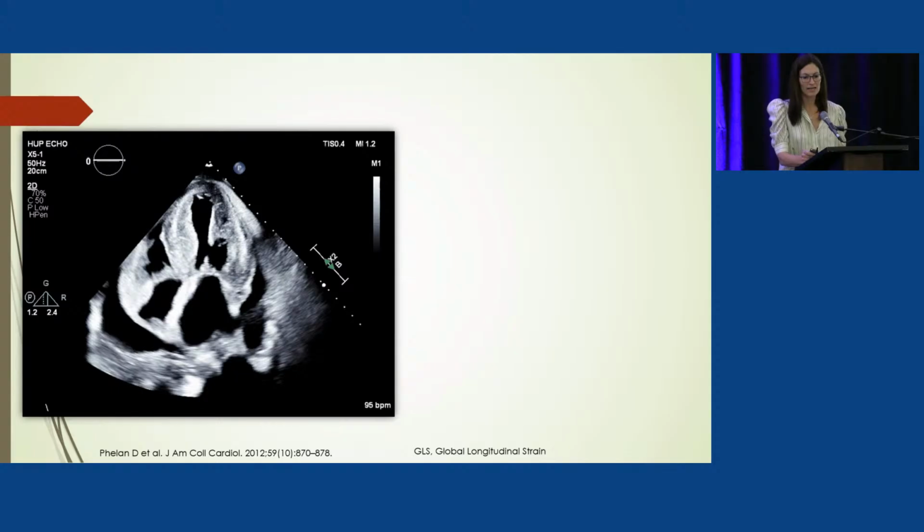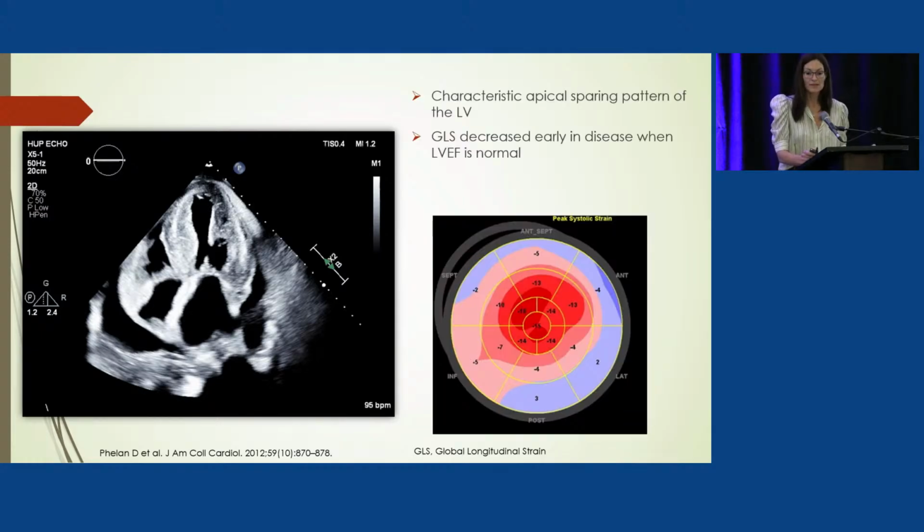This is a very characteristic echo of a patient with amyloid. Here again, you see biventricular wall thickening, a very large left atrium. It's almost as big as the left ventricle. Intraatrial septal thickening, and this pericardial effusion is also present. And this is just an image of the cherry on top or apical sparing pattern that you can see in cardiac amyloidosis.